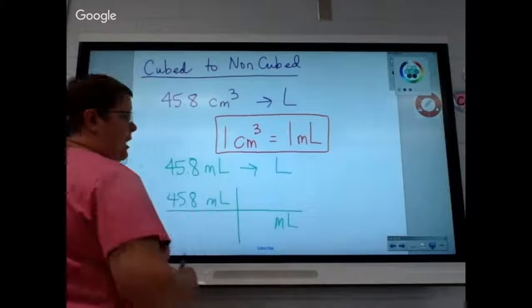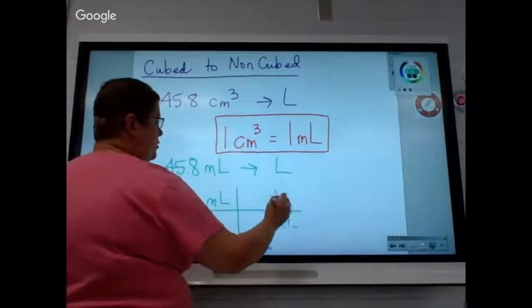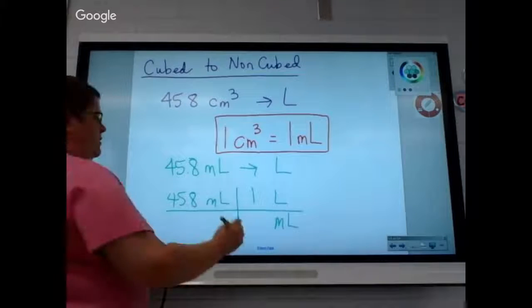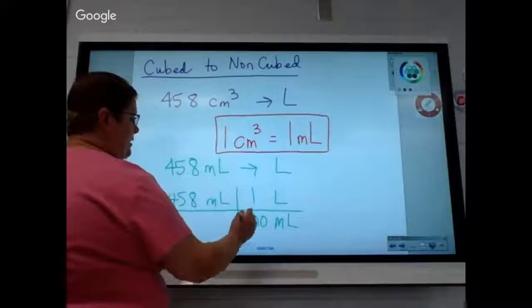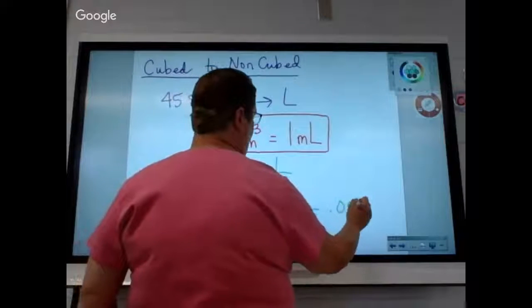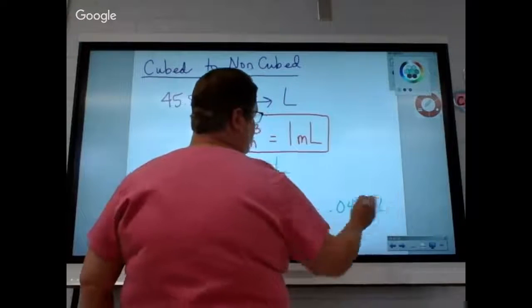Milliliters. Who goes on top? Liters. Who's bigger? Liters. Spaces. 3, because it was from the baseline. And then you're going to divide and get 0.0458 liters.